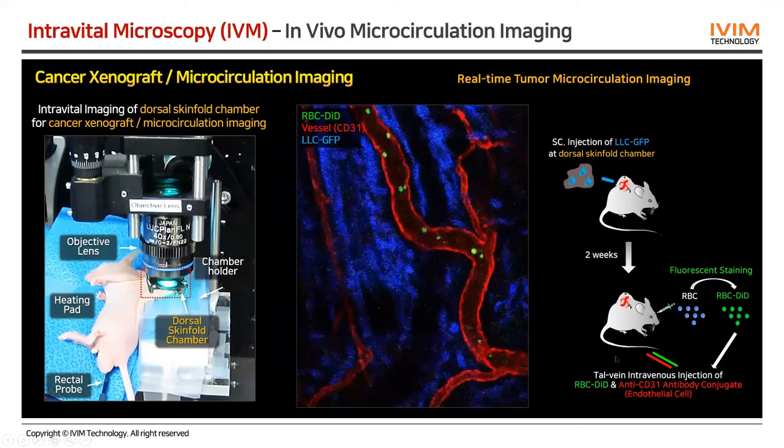So this kind of very fast, dynamic phenomenon can be directly imaged by using intravital microscopy.